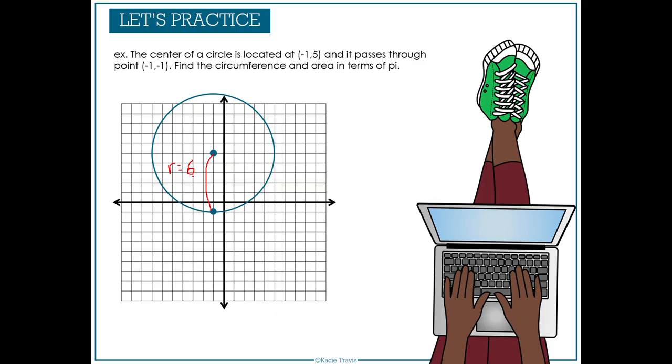If that's the case, we can figure out our area and our circumference nice and easy. Circumference is equal to 2 pi r, which is 2 pi 6, and that is going to be 12 pi. Then for our next one, we got our area, which is pi r squared, which is pi times 6 squared, which is 36 pi, people.